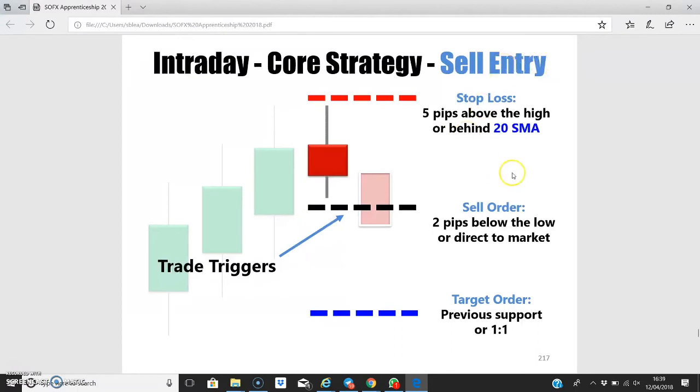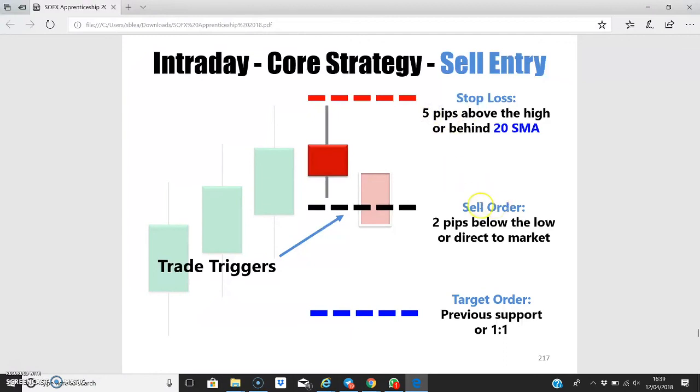Sell entry. Sell order 2 pips below the low or direct to market. Target order, previous support or 1-to-1 reward to risk. Stop loss, 5 pips above the high or behind the 20 moving average.